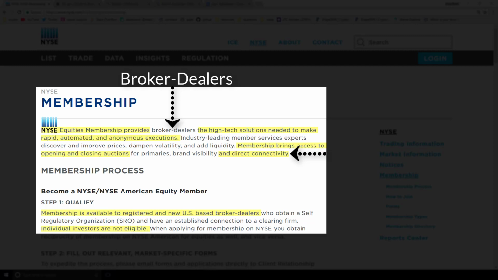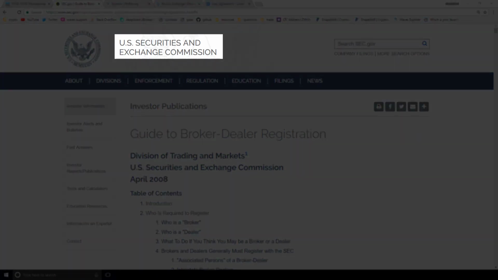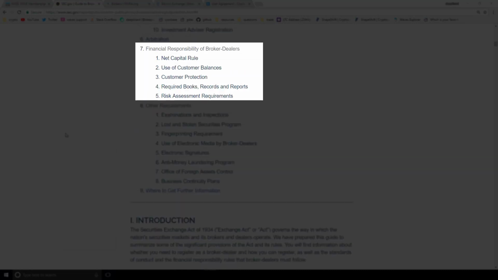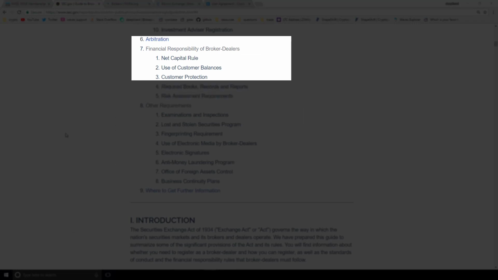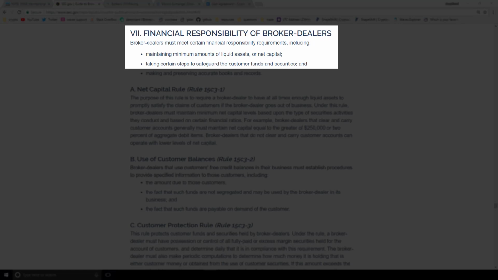To focus our discussion, I have a couple of resources to lead us to a definition of a broker-dealer. I'm here on the U.S. Securities and Exchange Commission's website in the Guide to Broker-Dealer Registration section. I want to look first at Section 7. Financial responsibility of broker-dealers. Broker-dealers must meet certain financial responsibility requirements, including maintaining minimum amounts of liquid assets or net capital. Next, we have taking certain steps to safeguard the customer funds and securities.